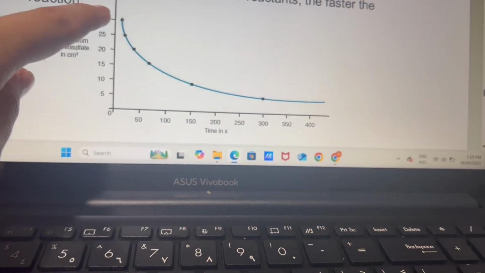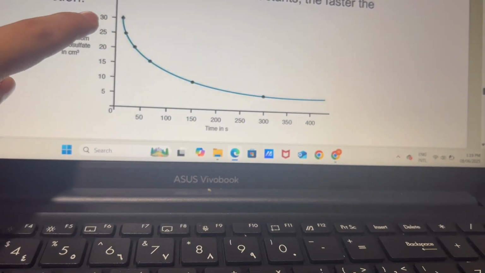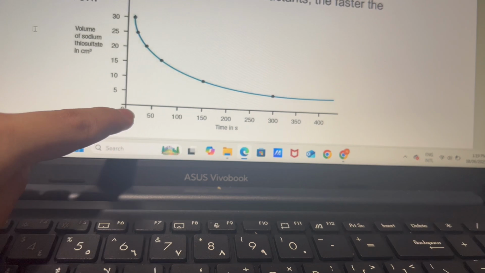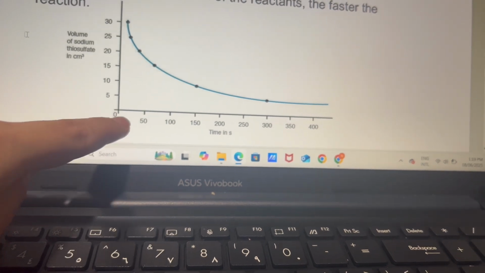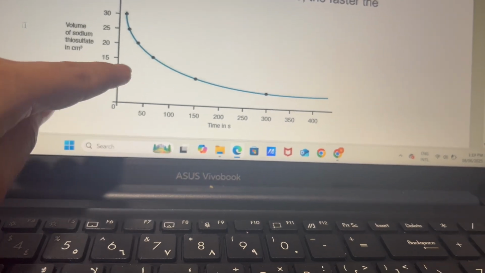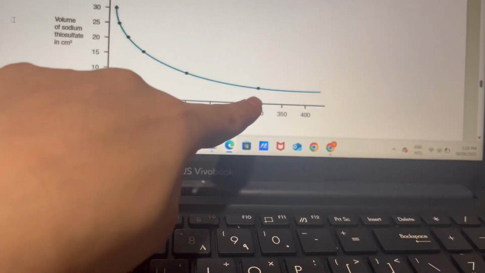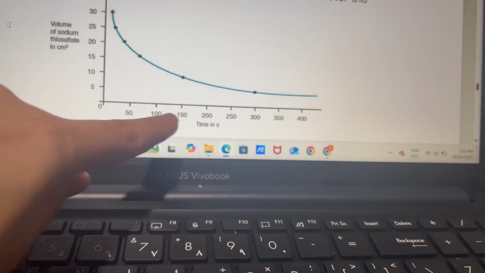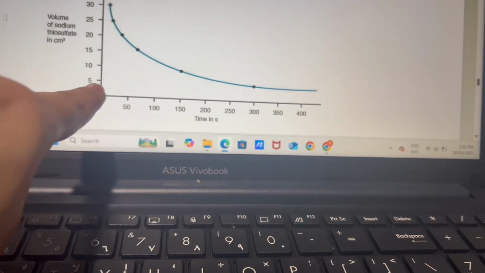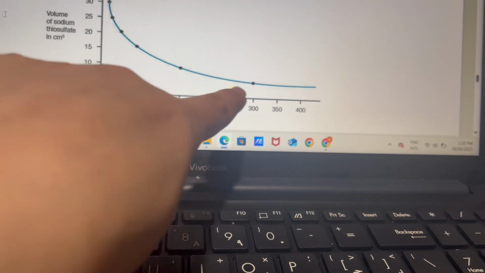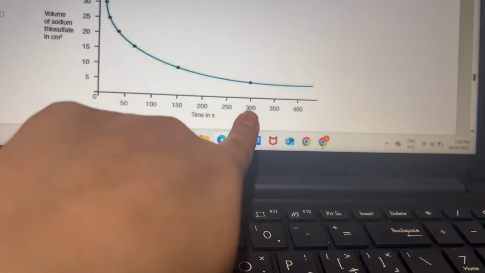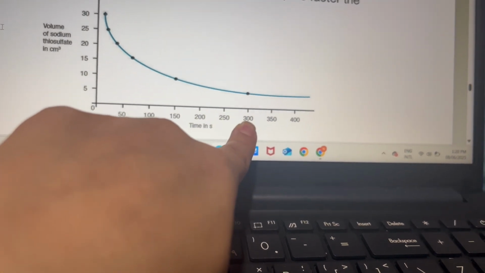So when the concentration was high, the reaction took a short time. That means it was faster. When the concentration became lower and lower, the reaction took a longer time, meaning it was slower. Here, when the concentration was the least, almost 5, it took 300 seconds, meaning it was too slow to take place.